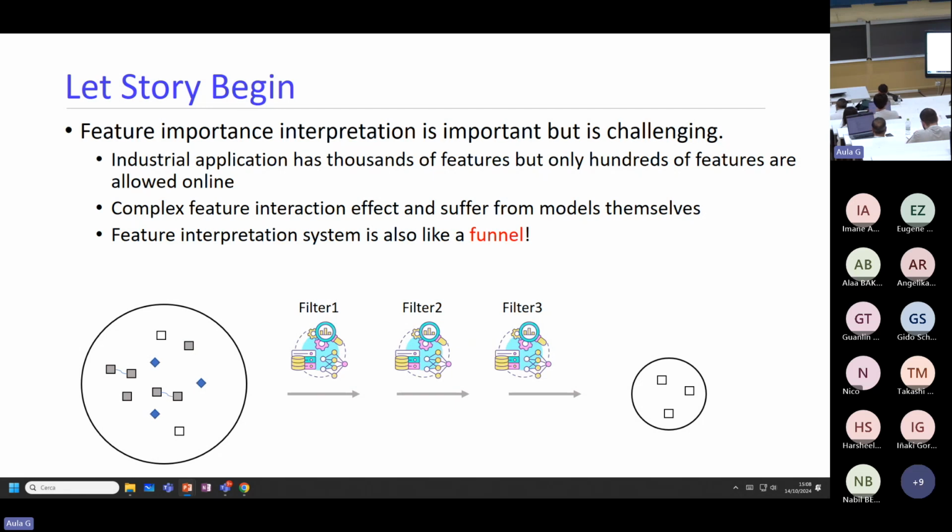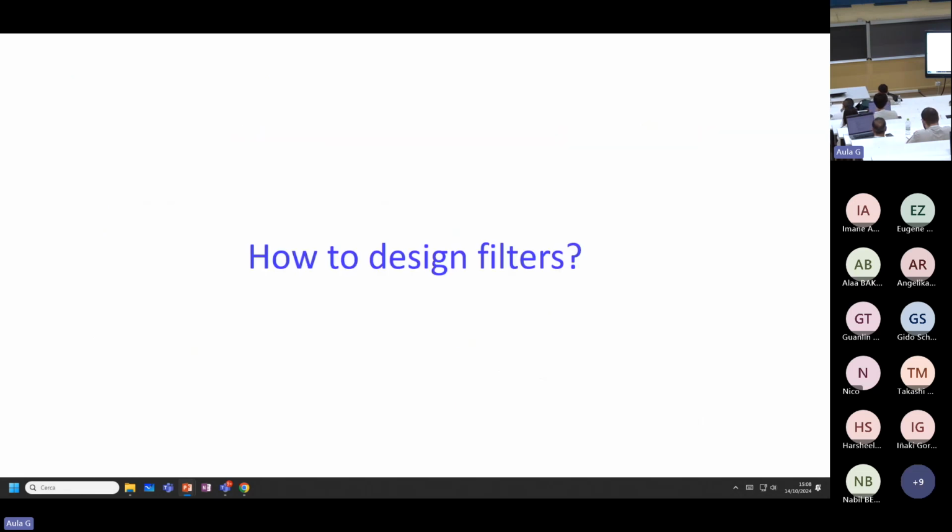Let's give the time to my partner, Zhaocheng. How to design filters. Okay, thank you everyone for waiting this long. And now I will talk about the details of our techniques.